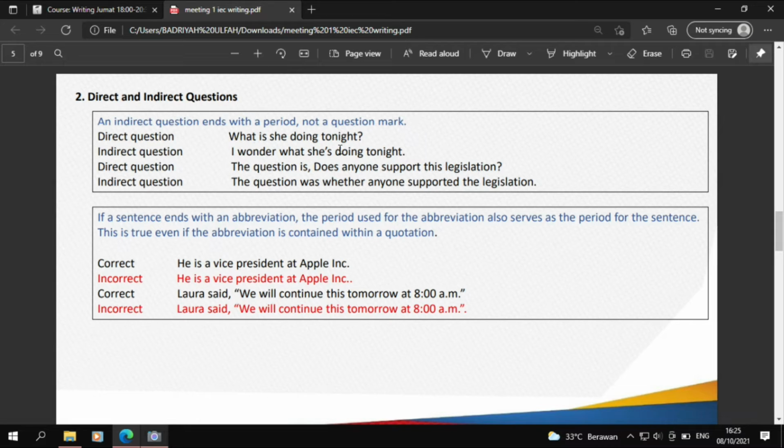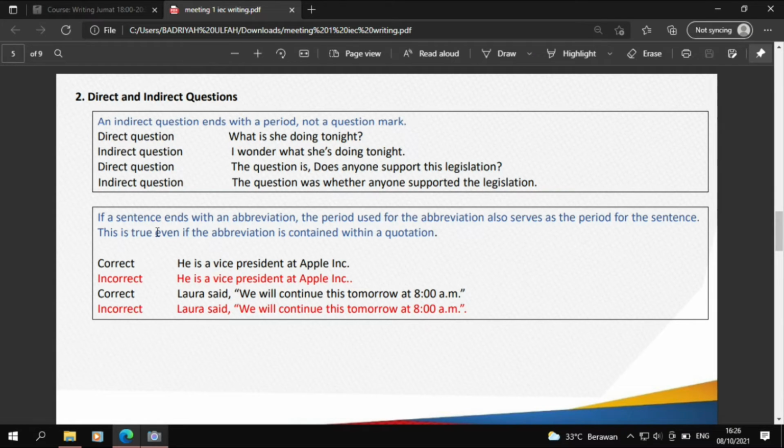Kalau yang ini tadi kan apa yang dia lakukan malam ini. Nah, yang bawah ini saya pengen tahu apa yang dia lakukan malam ini. Nah, ini kan kalimat nih. Ketika dia menjadi indirect question ini, maka harus tetap diletakkan full stop. The same like this one. The question is, does anyone support this legislation? Ini pertanyaan langsung. Nah, kalau pertanyaannya secara tidak langsung, you say the question was whether anyone supported the legislation, full stop. Ya, diletakkan titik di situ.